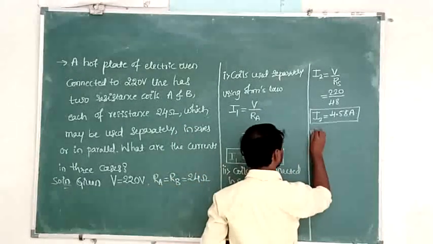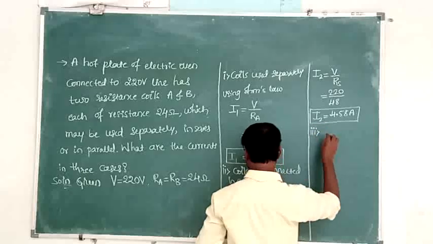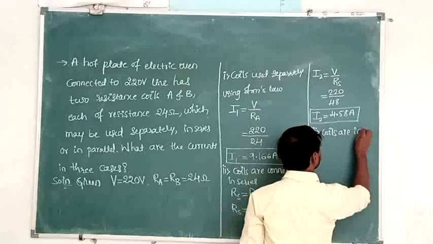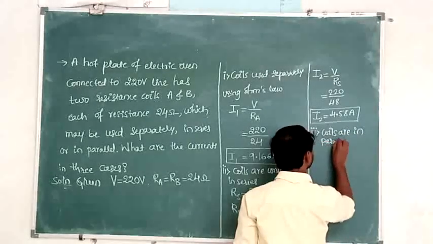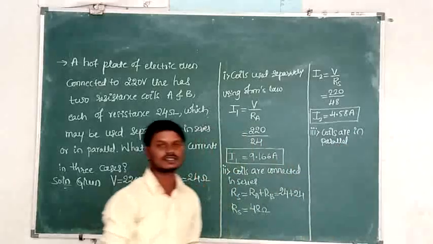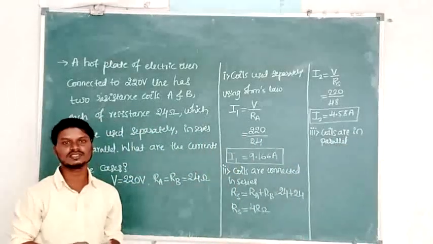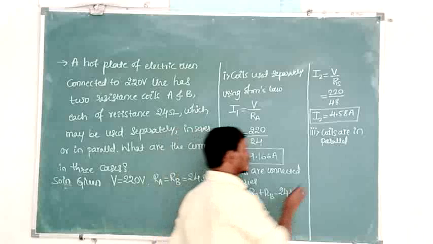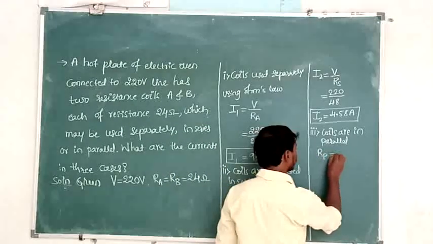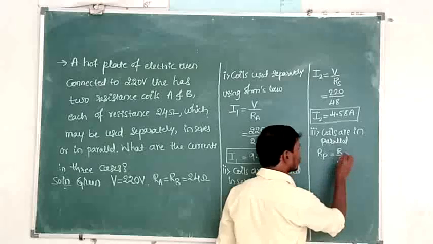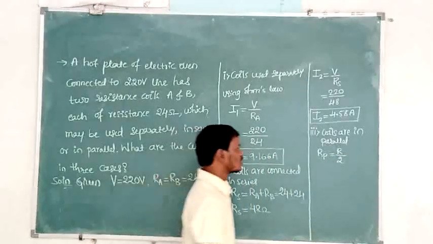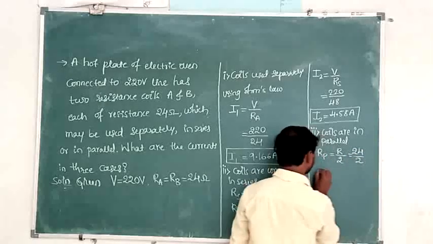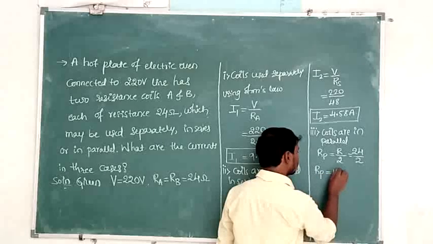Next, number 3. If the coils are connected in parallel, we have to find the effective resistance. What is the formula to find the effective resistance if resistors having the same resistance are connected in parallel? Rp is equal to R by N. How many resistors are there? Two resistors. R is the resistance of each one, 24 divided by 2. It is 12 ohm.